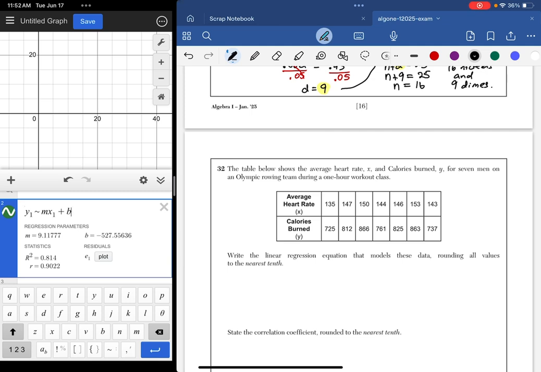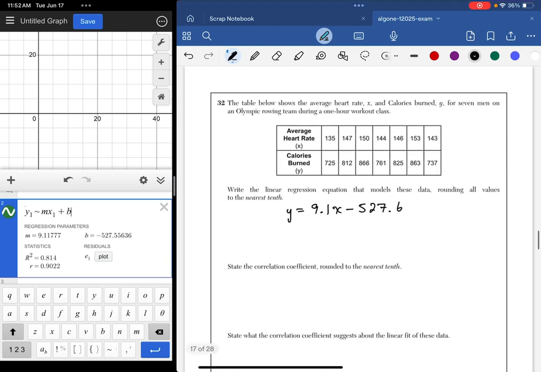I'm gonna write it as y equals, I said to the nearest tenth, so 9.1x minus 527.6. All right. The r value is set to the nearest tenth also. r is equal to 0.9.